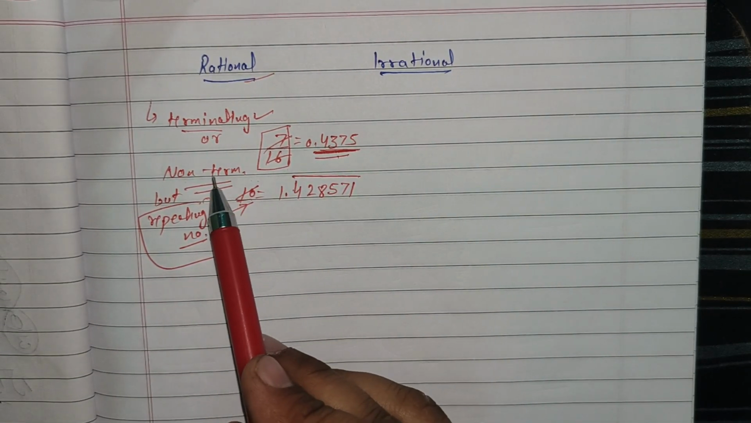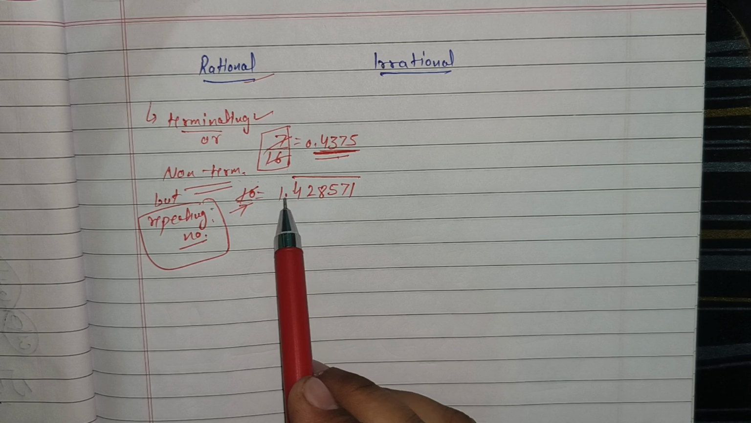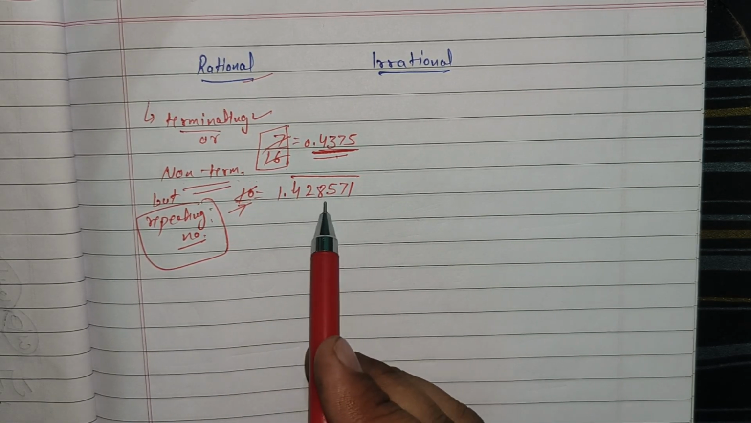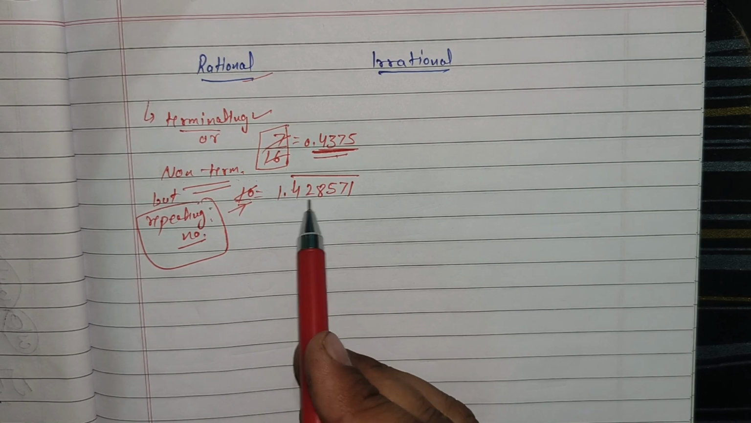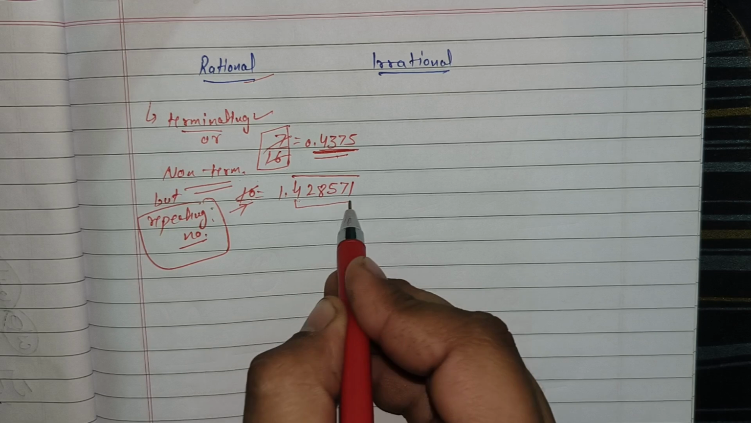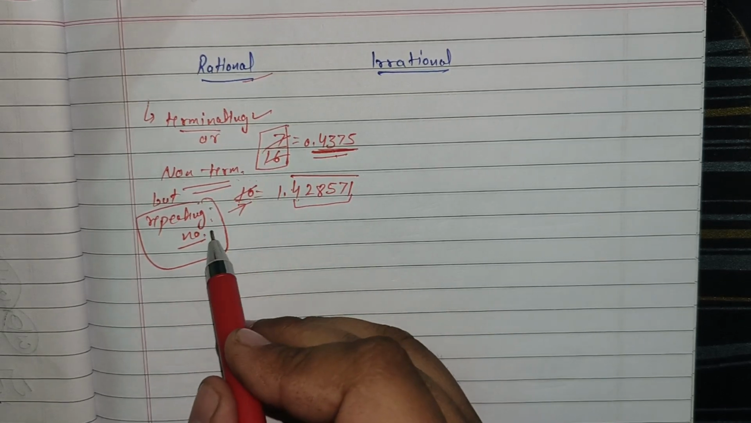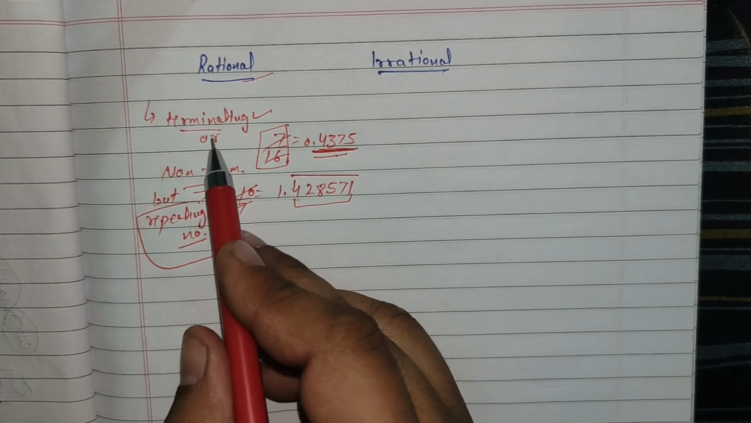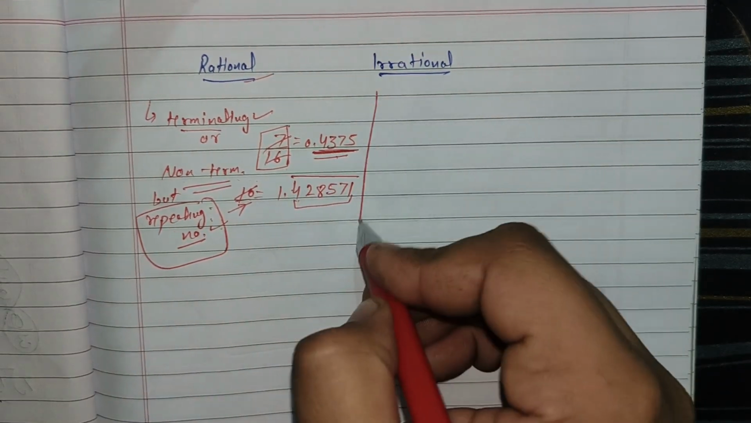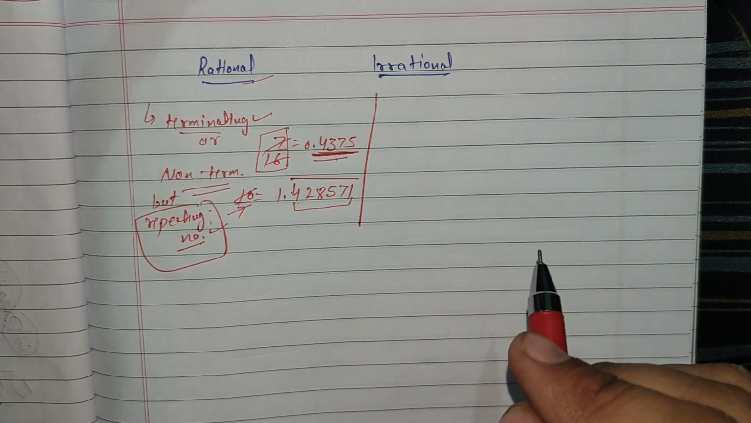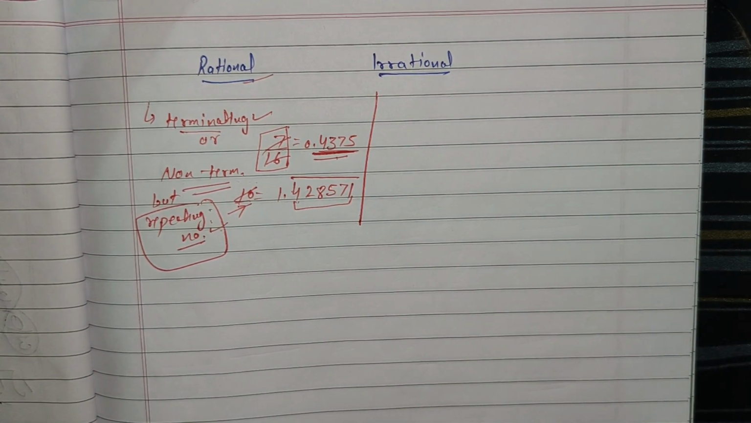If a number is non-terminating, it is going to come again and again, but the numbers are repeating themselves. We are getting this number here again and again, so it repeats. If the numbers are repeating after the decimal, it is a rational number. But if we are getting a number which is not repeating after the decimal, then it is an irrational number.